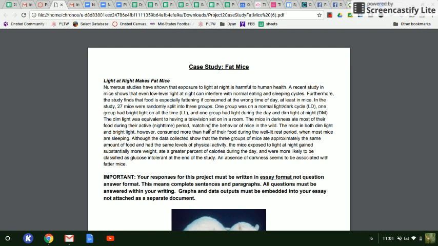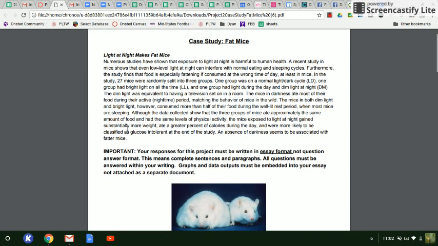As you go through the project, first and foremost, the introductory paragraph will describe the purpose behind the study, as well as what the variables mean in the study so that you have an understanding of the data. Down here, there's an important message to make sure that your report is written in essay format.